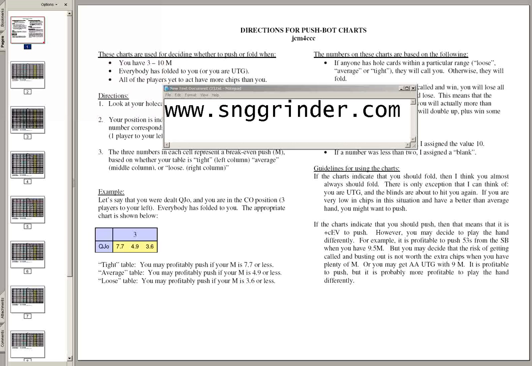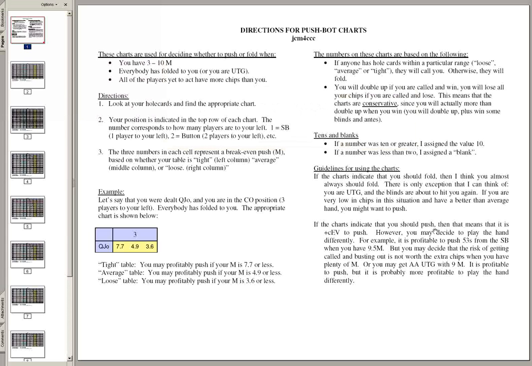In this video, I'm going to explain how to use a Pushbot chart to help you play and win online Texas Hold'em poker tournaments. You can find this chart and many other articles at www.sngrinder.com. Before we get started, let me define a few of the terms you're going to see in this chart.